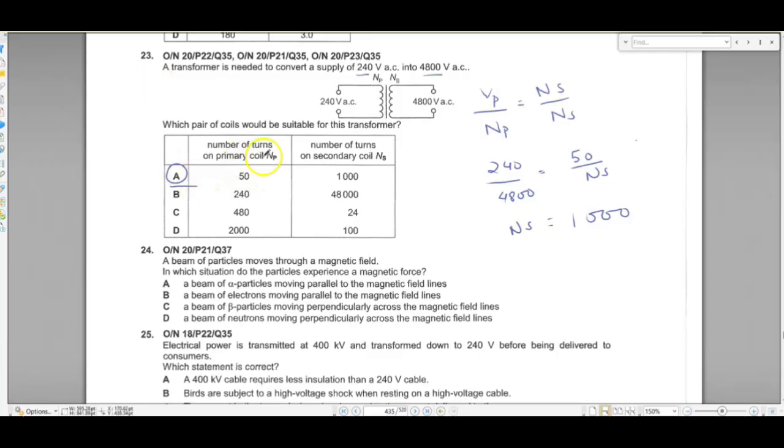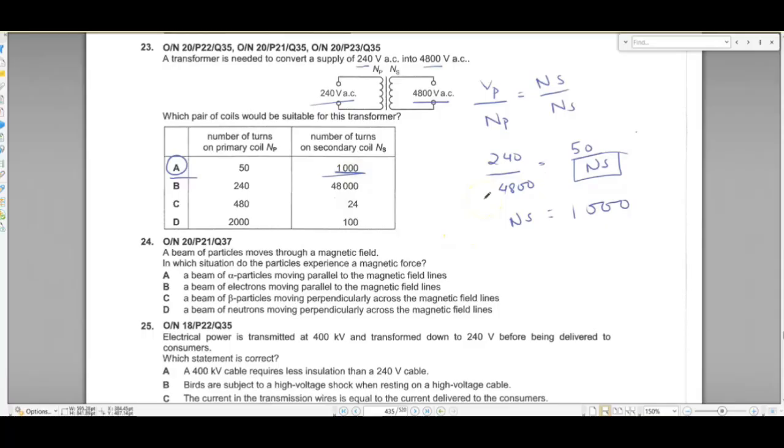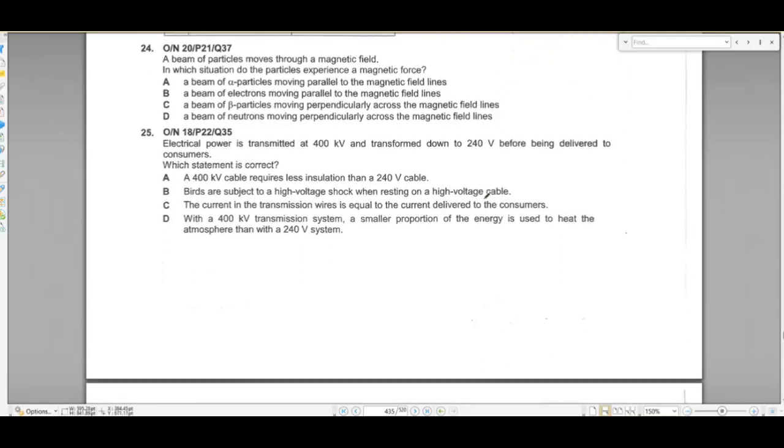If you use 50 turns in the primary coil and 1000 turns in the secondary coil, you are going to get a voltage of 4800 from 240. Okay, so if we have all the four values, we just put in the values and keep one hidden and see whether it corresponds with this value or not. Okay, simple maths. Question number 24. A beam of particles moves through a magnetic field. In which situation do the particles experience a magnetic force? A beam of alpha particles moving parallel to the magnetic field lines.